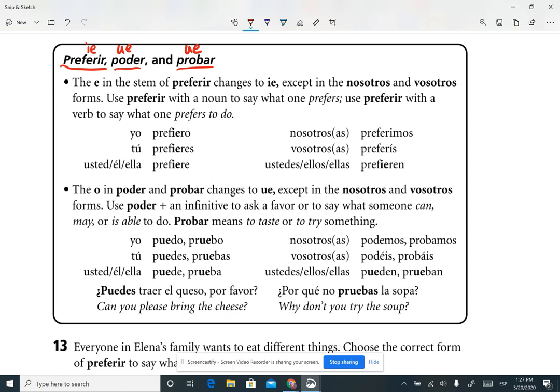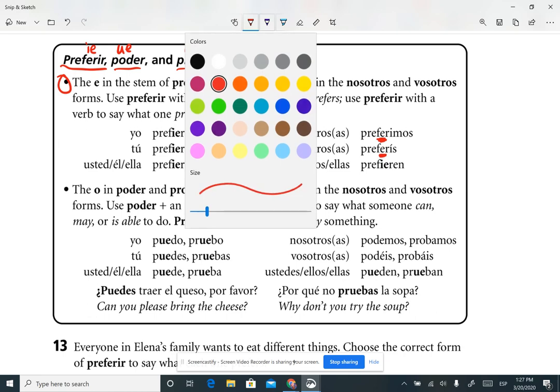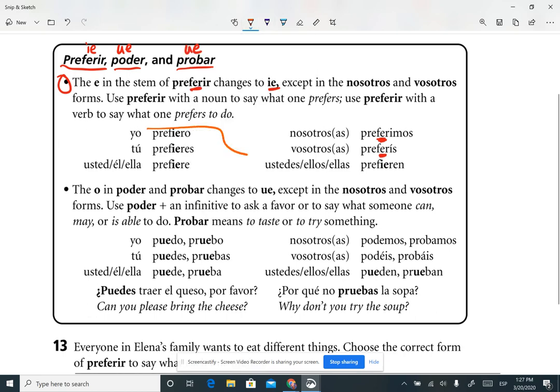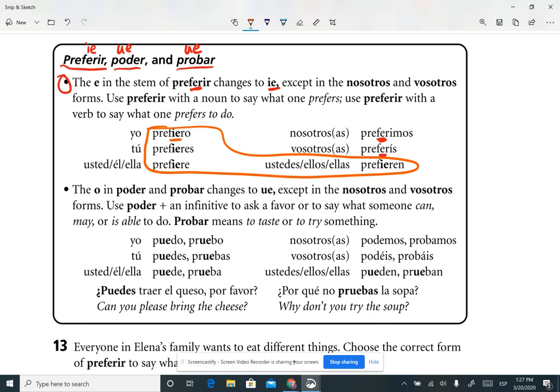So in this first bullet point, we're talking about the letter E in the stem of preferir. Remember that it's the second E, not the first E, that's going to change to IE. And just like with all of our others, it does not change in the we form, or in the vosotros form. But all of these other forms do, in fact, change. So it's one of those boot verbs or shoe verbs or sandal verbs, or whatever you want to call it. So these forms are going to change.